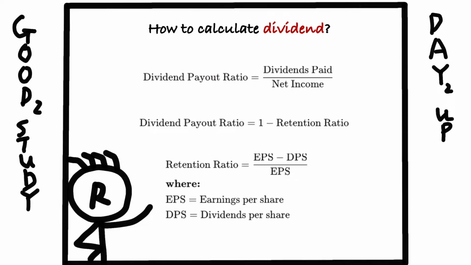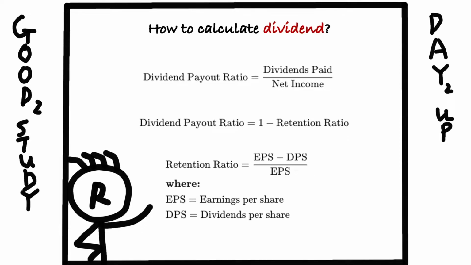So how do you calculate dividend? Here are some formulas. Dividend payout ratio is equal to dividends paid divided by net income. So what is dividend payout ratio? It is basically the percentage of the company's earnings that it will pay out to its shareholders as dividend. And the dividend payout ratio is equal to 1 minus retention ratio. What is retention ratio? It is the percentage of the earnings that the company decides to keep in its pocket for future investments. It can be calculated by taking earnings per share minus dividend per share, and the whole thing divided by earnings per share.